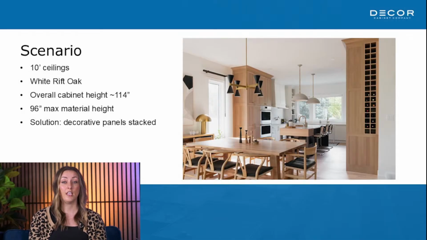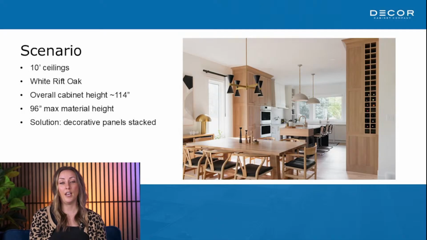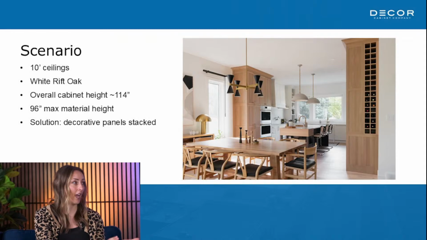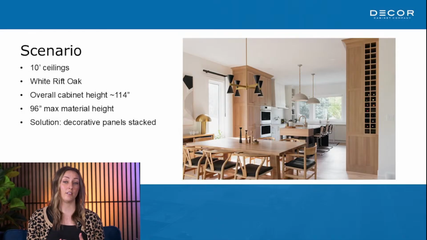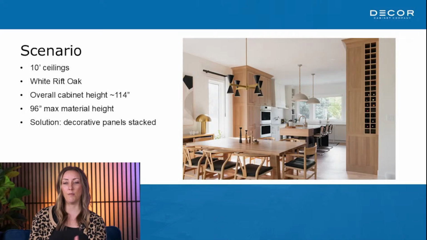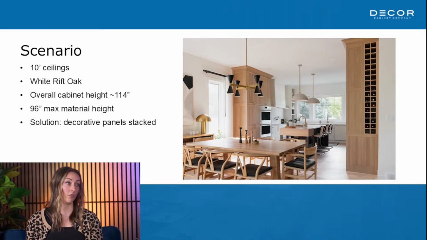So the overall cabinetry height would probably be, we're at 120 inches, I have to do some mental math, probably around 115 inches. That's more than 8 feet, obviously. What they ended up doing, their overall cabinet height was 114 inches, and our max height for material is 96. So what did they do here? They did decorative panels. On the left-hand side of our image, tucked behind the light, there are 2 plant-on panels. That's covering a seam. And then those cabinets themselves are also stacked.